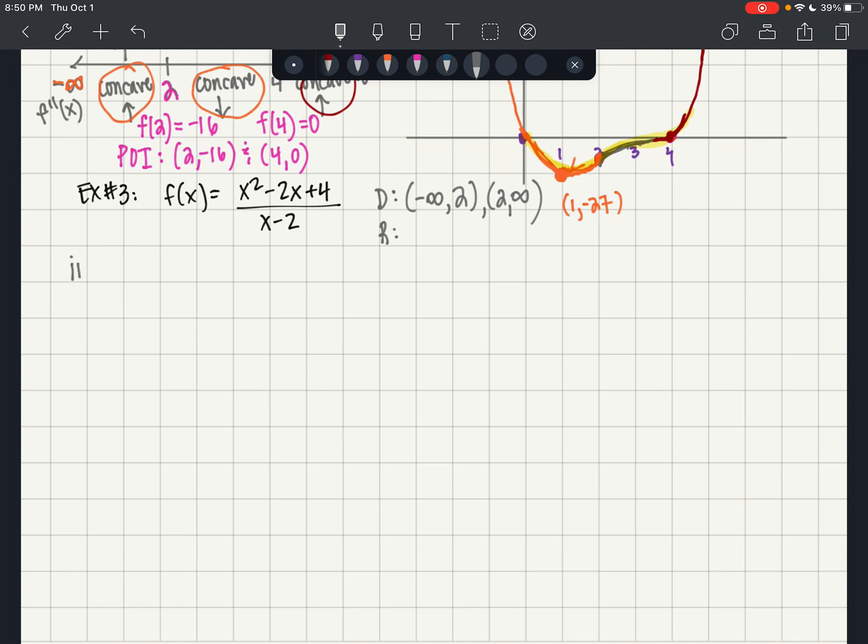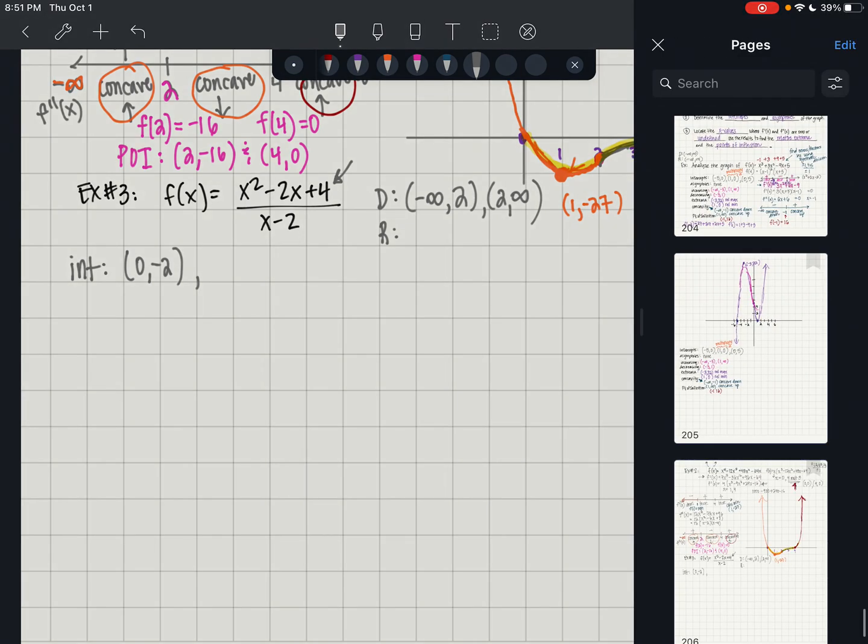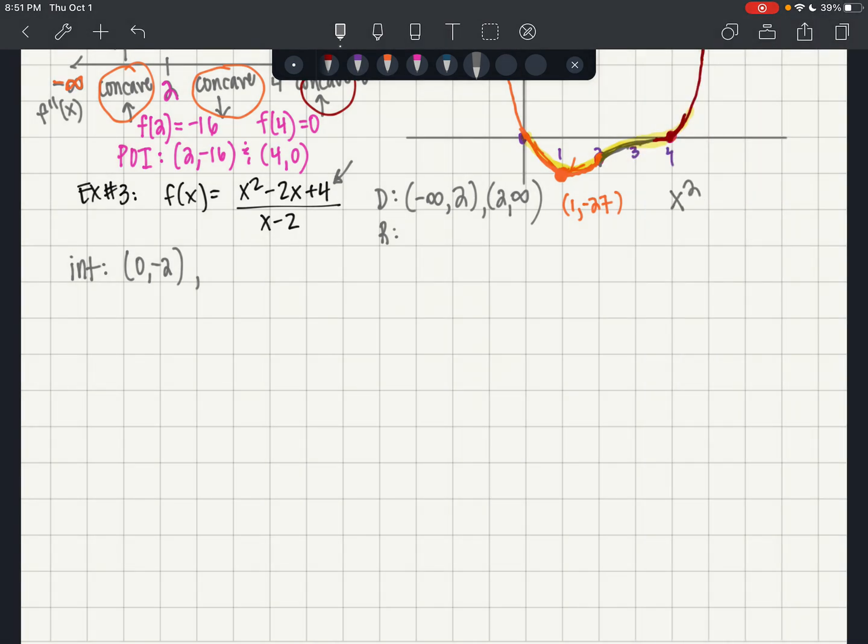Let's start with our intercepts. Our intercepts come from putting a 0 in for x and finding the y-intercept. When I do that, I get negative 2 for y. Then putting a 0 in for y and solving for x, the numerator is going to have to be 0 to make this entire fraction 0. So x squared minus 2x plus 4 equals 0.